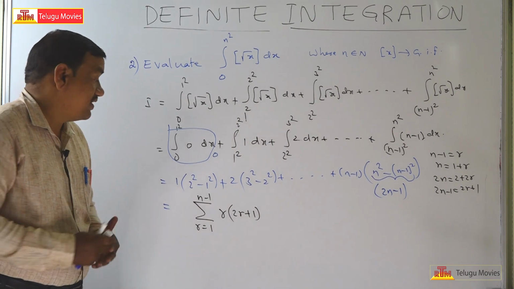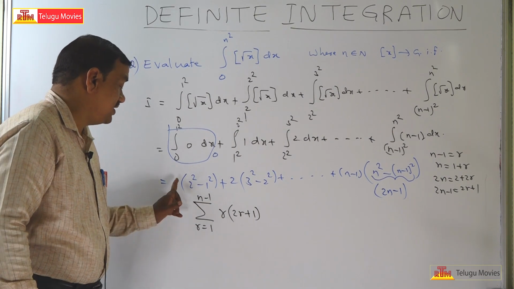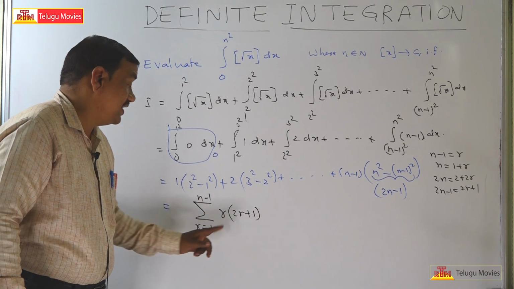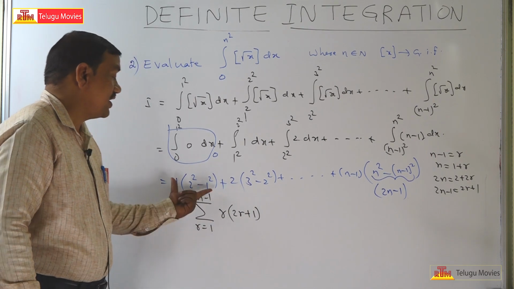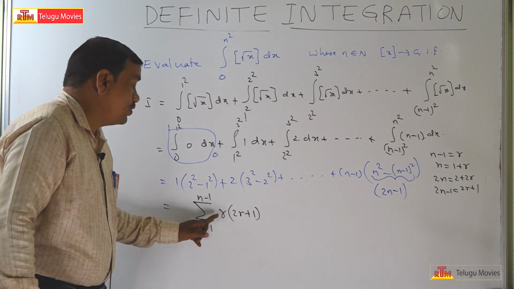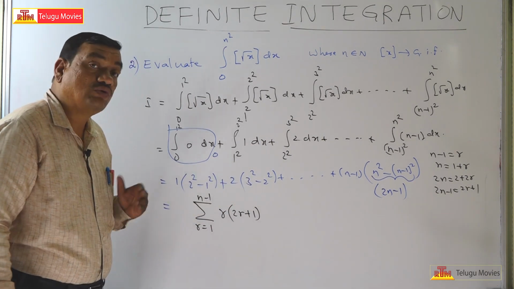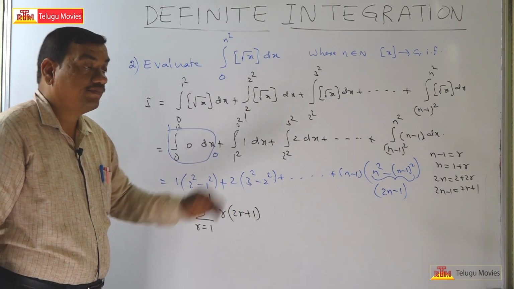See here, let us check whether we will get all the values or not. If R is equal to 1, 2 square minus 1 square, 4 minus 1, 3. 2 into 1, 2, 2 plus 1, 3, so we are getting 3. Next R is equal to 2, see here, 3 square minus 2 square, 3 square 9, 9 minus 4, 5. 2 twos are 4, 4 plus 1, 5.